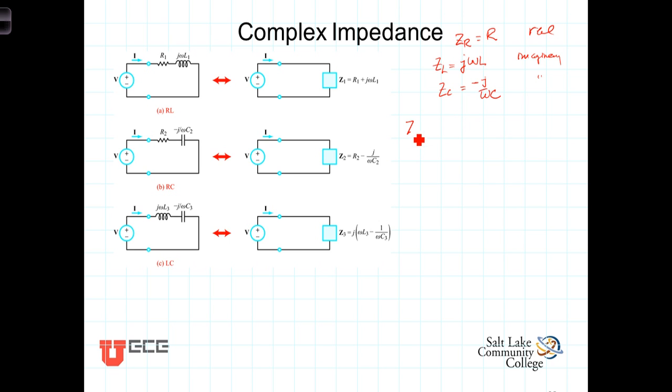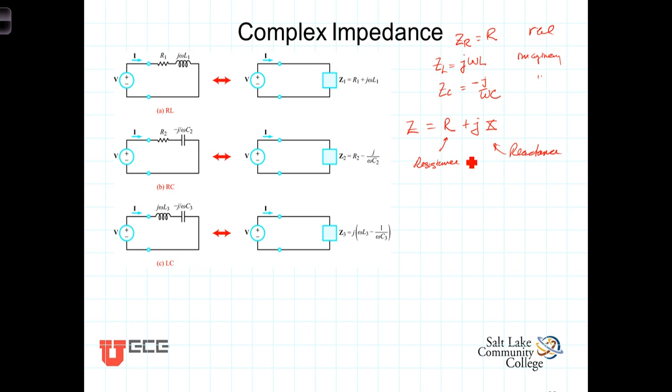In general, we will talk about Z, a complex number, that will have a real part and an imaginary part. The real part we're going to refer to as resistance. The imaginary part we're going to refer to as reactance. And again, a positive reactance refers to an impedance that has an inductive nature, and a negative reactance has a capacitive nature.